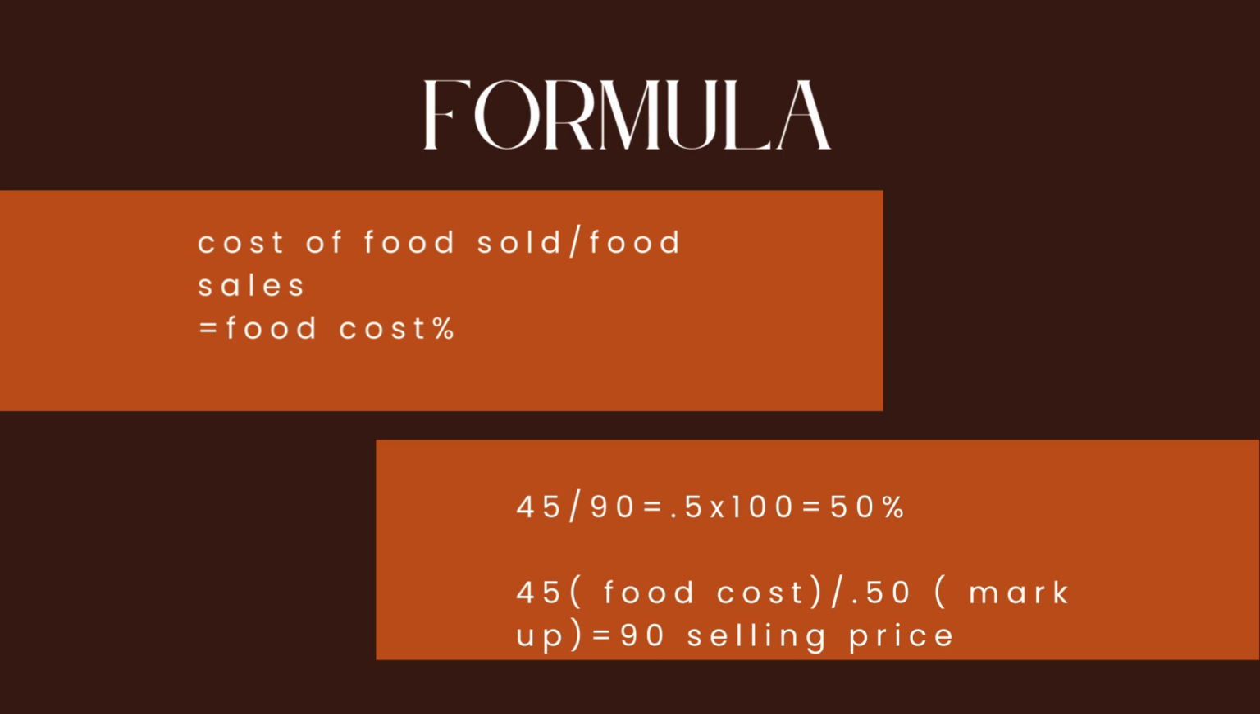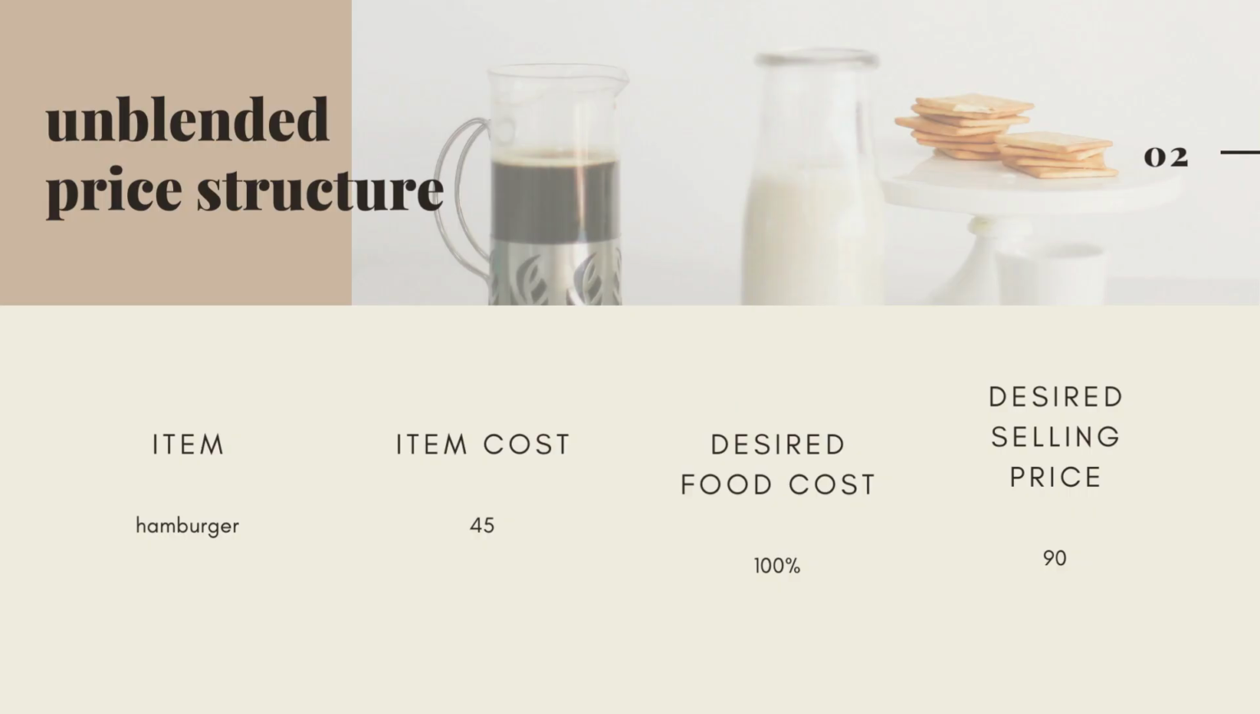For example, your food cost is 45 and you're going to sell it for 90, so that would be 0.50. You have to multiply that by 100. That's 50%. So all in all, the food cost of your selling price is 50%. Like for example, for a hamburger, the item cost is 45 and you're desiring to have a food cost of 50%, so the desired selling price will be 90 pesos.